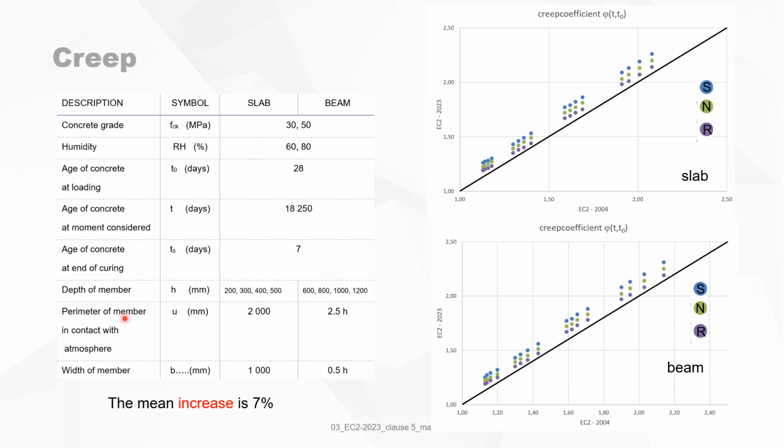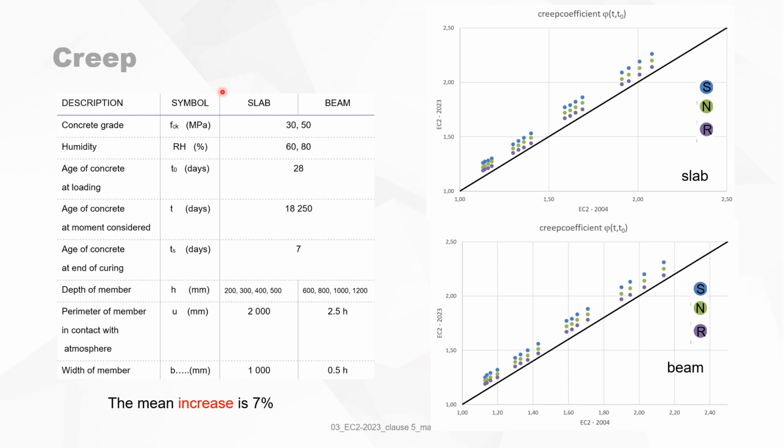And the depth of the member, we take for a slab 200, 300, 400, and 500 millimeters. And for a beam, we take a depth of 600, 800, 1000, and 1200. The width of the beam is half the depth of the beam, which makes it a very economical beam. That's why we take half the depth of the beam as the width. And then the perimeter can be expressed easily by a simple formula.